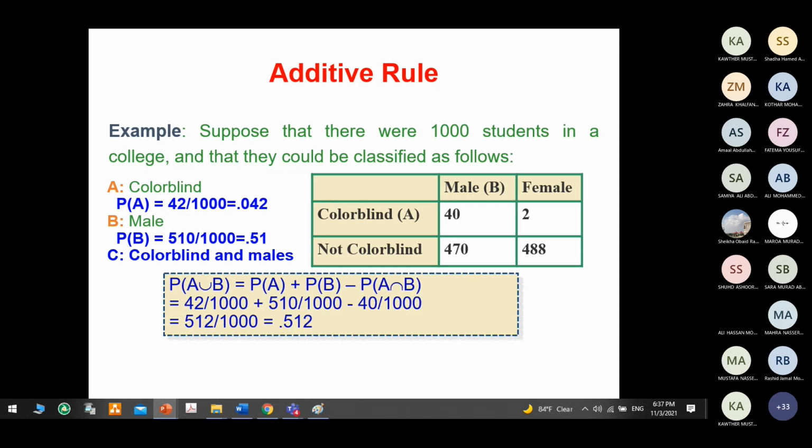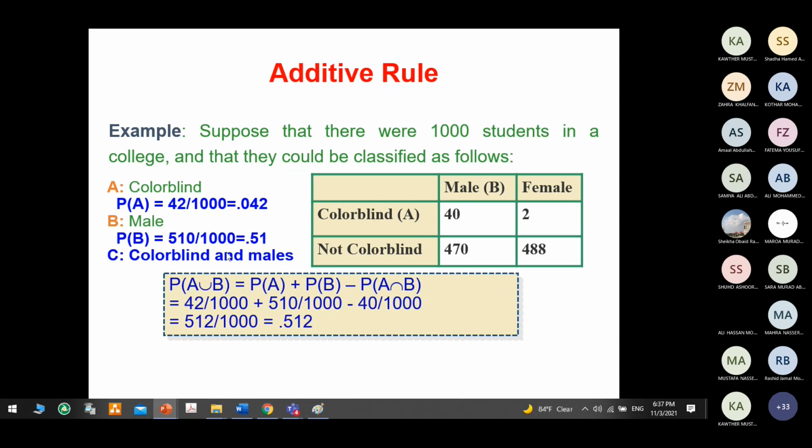Now C is colorblind and male. He asked me, what is the probability of a colorblind male? I mean students who are colorblind and male at the same time. So I will use what we call the additive rule. How do we use the additive rule? P of A union B equals P of A plus P of B minus the intersection of them. Have a look.